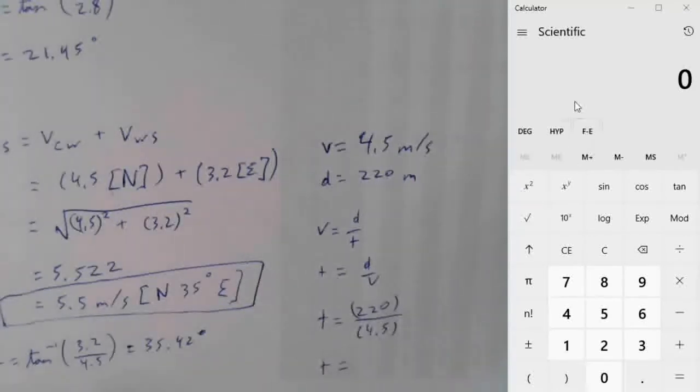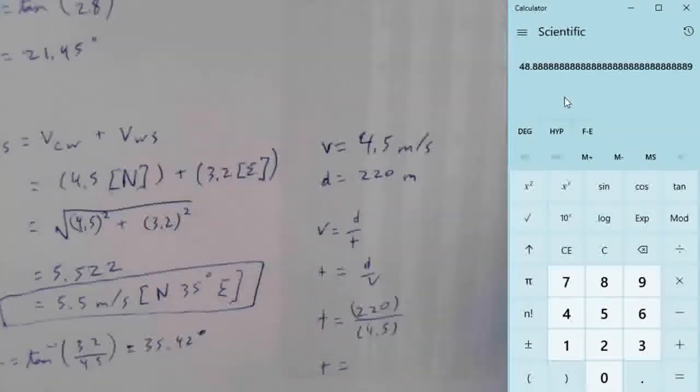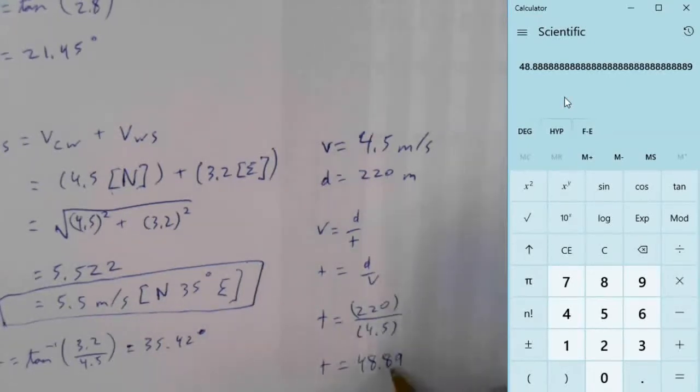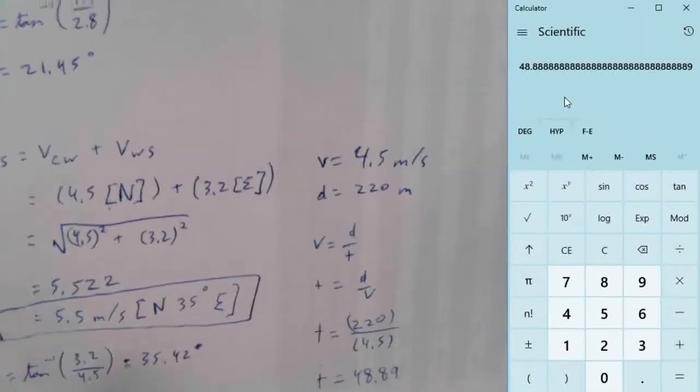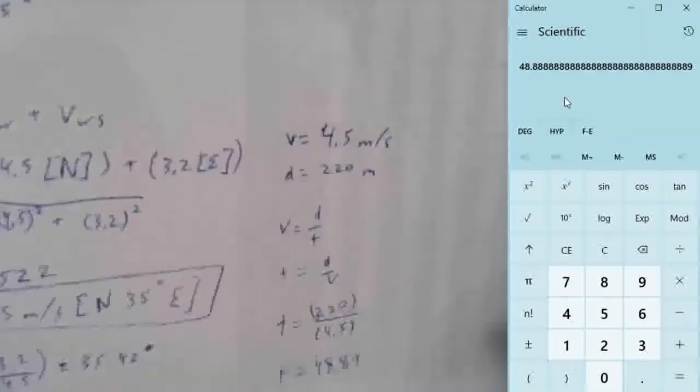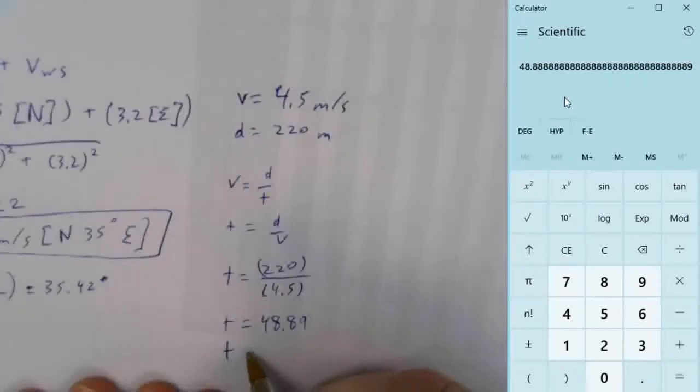And our time works out to 220 over 4.5, which works out to 48.8, and I'll just round to 49, so we can simplify to t equals 49 seconds.